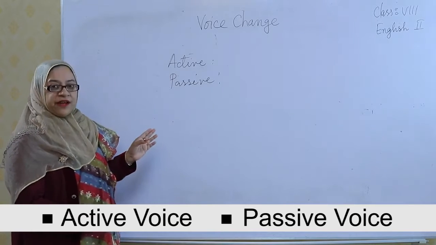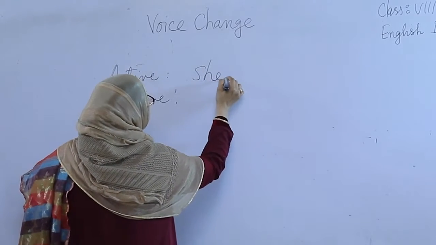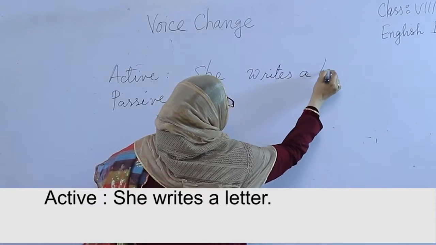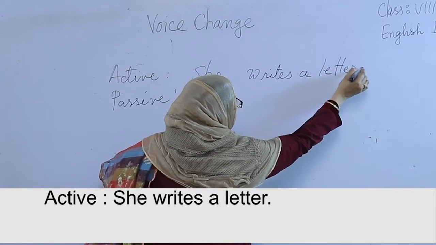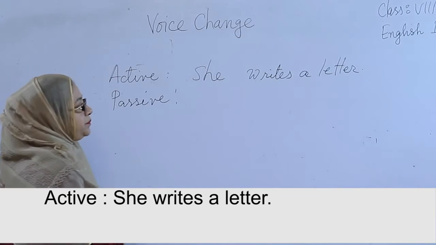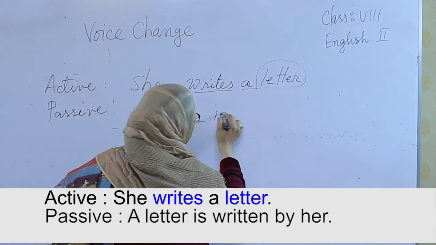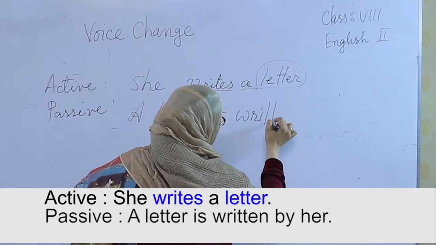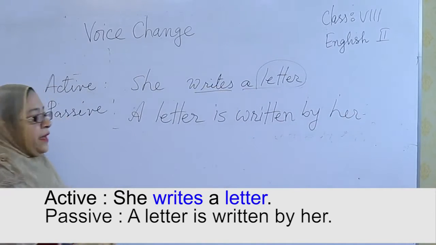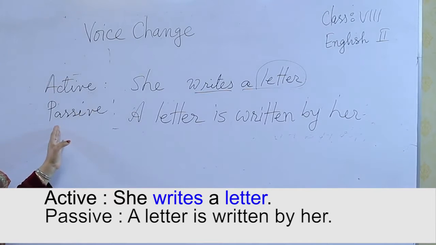So I will write some sentences. Look at the board. This is an assertive sentence. I will turn it into passive. Look at the board. Here I turn the active voice to passive voice.